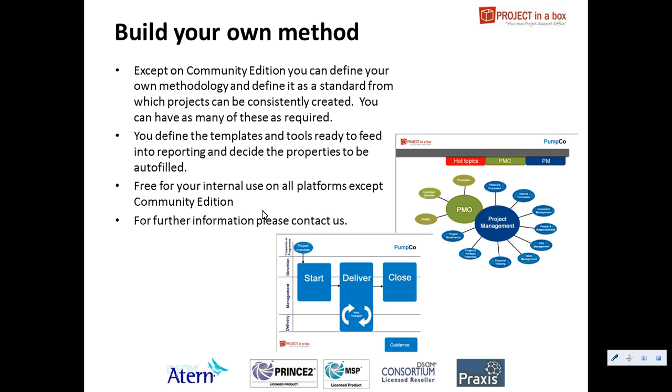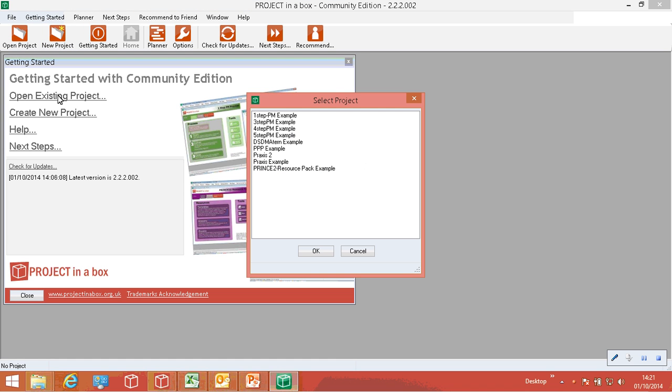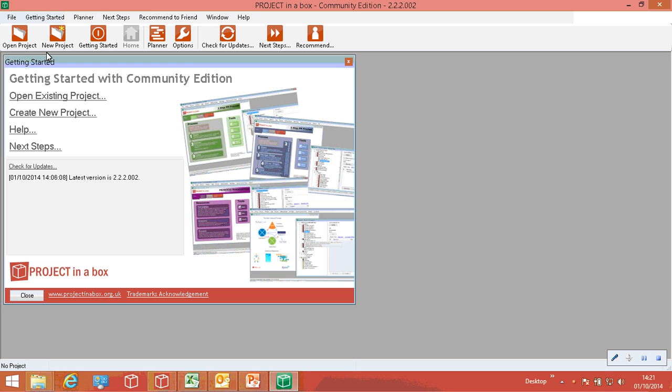So let's have a quick look at that within Community Edition. This is our completely free tool, so it comes with a lot of those methods that we've just been looking at, provided as standard. We open an existing project and we see a few examples provided here. You can go in and add new projects whenever you want to. So let's just go and quickly add ourselves a new project.